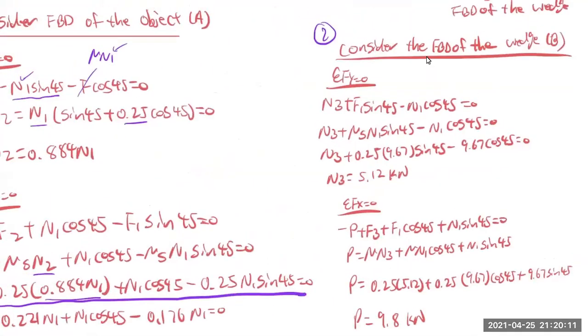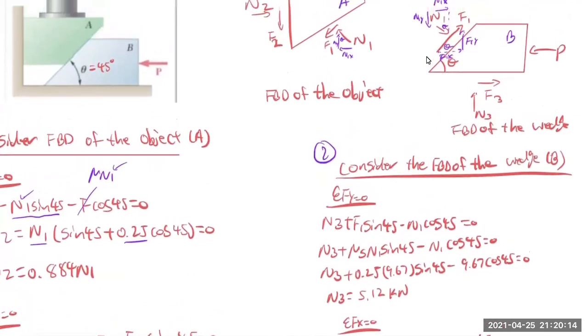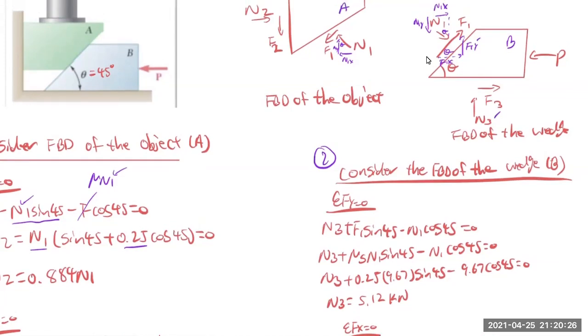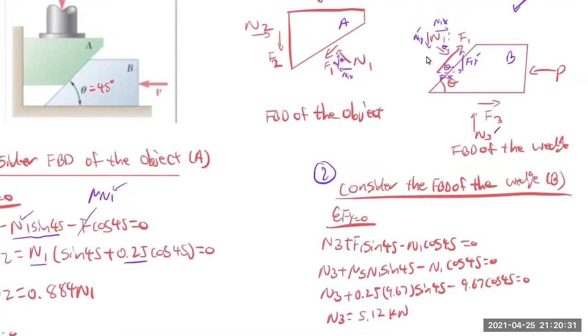Okay. So after I find N1, I can move on to the free body diagram of the wedge B. Okay. So as you can see right here, first I consider the forces in the y direction. So in the y direction, I have this N3, right? And then plus the F1 sine 45, which is the F1y right here, and then minus the N1 cosine 45, which is the N1y right here. Okay, and then basically just break F1 into mu s N1, and in that equation I know what my N1 is. My N1 is equal to 9.67, right? So there's only one unknown in this equation, which is N3. So I get my N3 is equal to 5.12 kilonewtons.